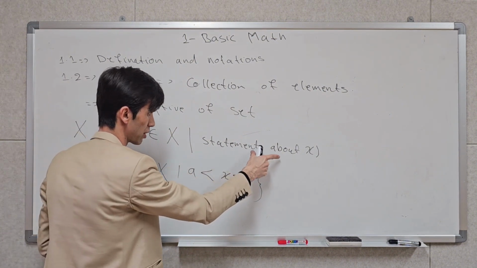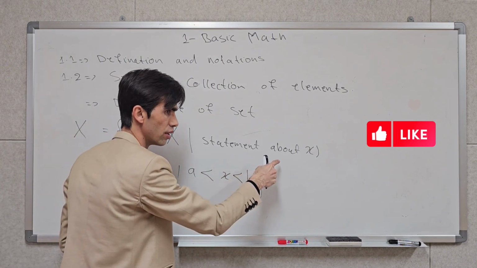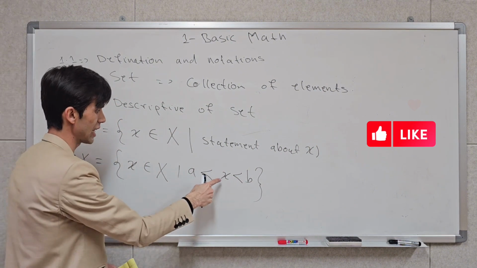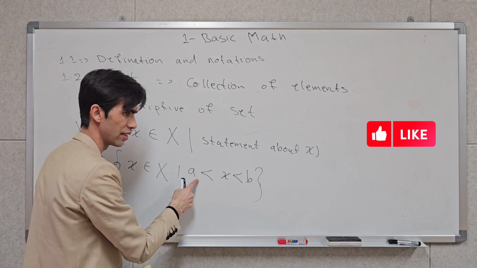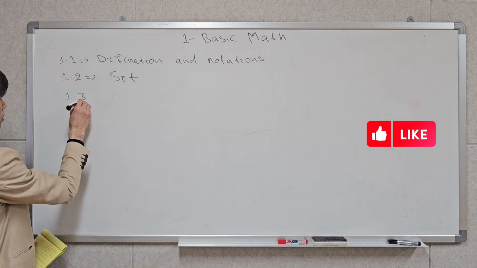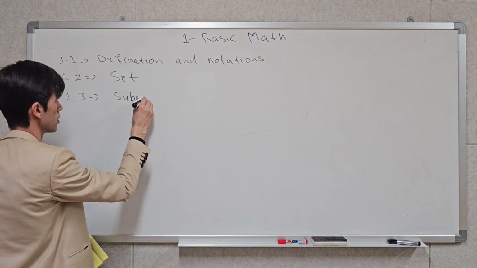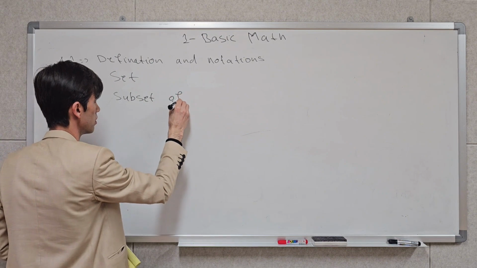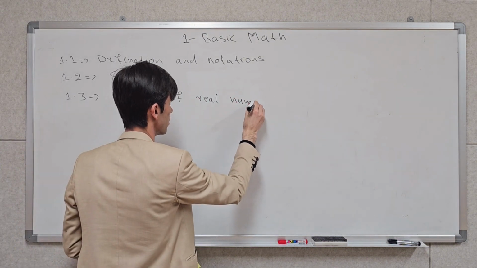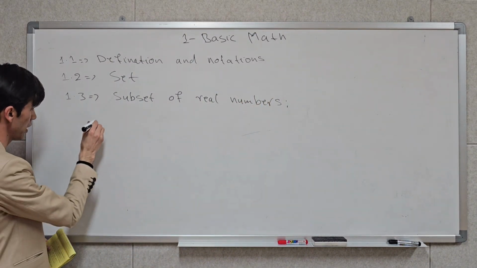For example, the statement about x can be: x in X such that x is the name of all the fresh fruit. Or x is less than b and greater than a. Then we write down the statement: subsets of real numbers. For example, we have this sign.